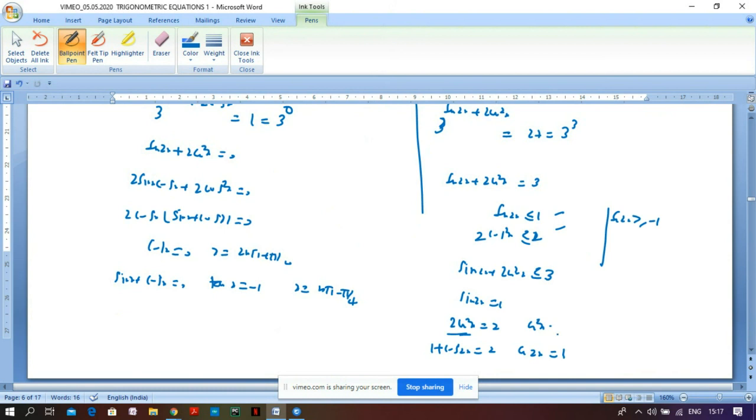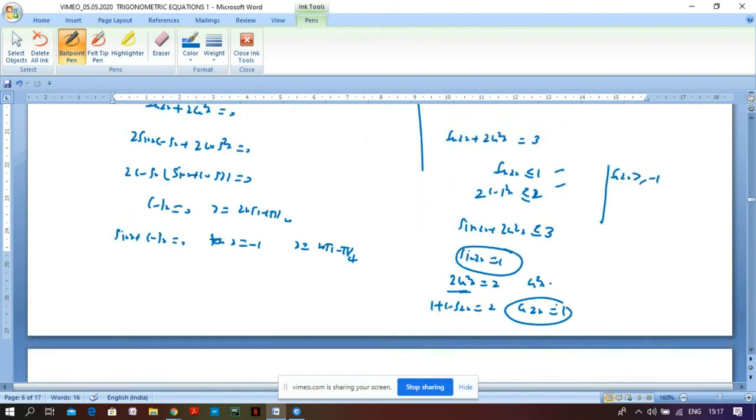Now cos 2x equal to 1 and sin 2x equal to 1, we have just seen in one of the examples that they are not possible at the same time. And so in this case, you get no solution. So this answer is no solution.